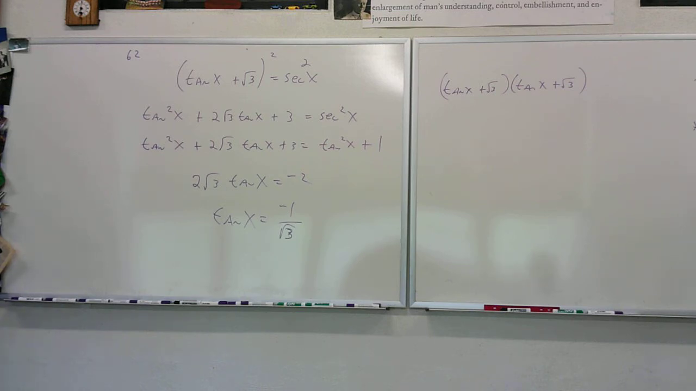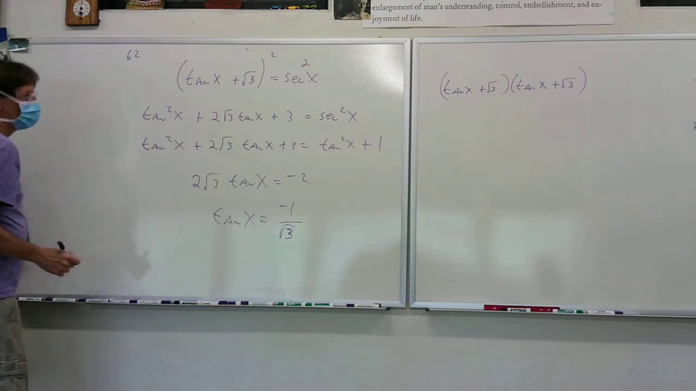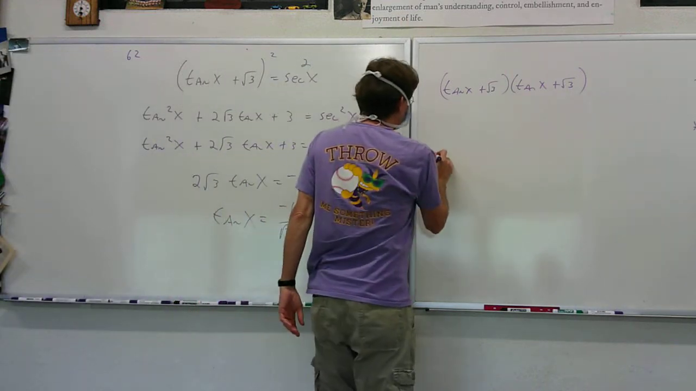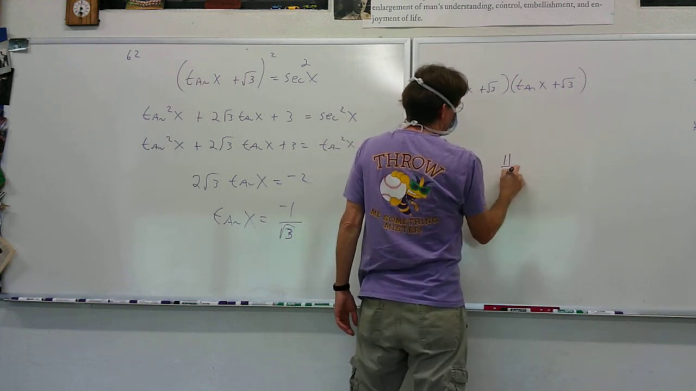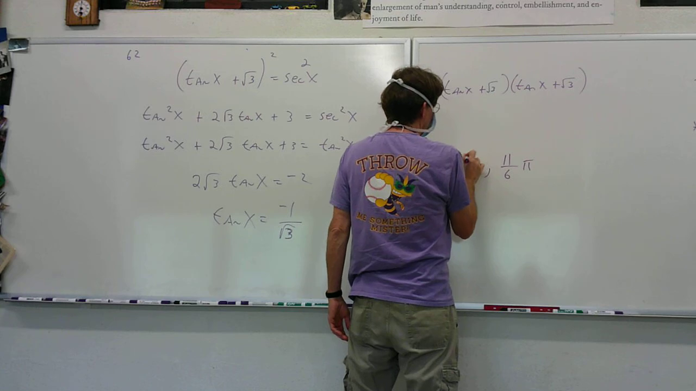And then you just look on your circle, and there is one problem. And we'll talk about that in a second. Where does tangent x equal negative 1 over the square root of 3? Come on, talk to me. 11 pi over 6, 5 pi over 6? And where else? 5 pi over 6, 11 pi over 6, and 5 pi over 6.